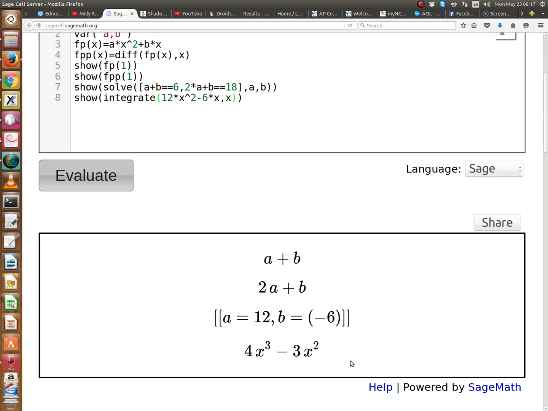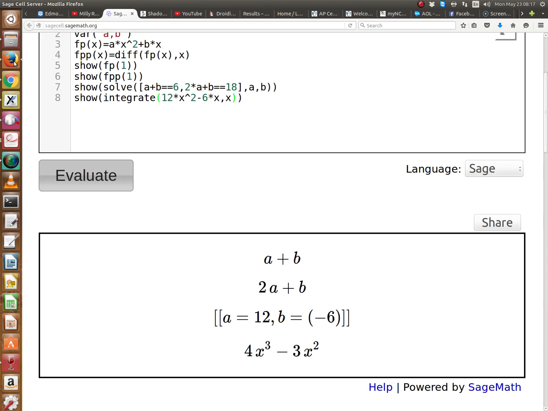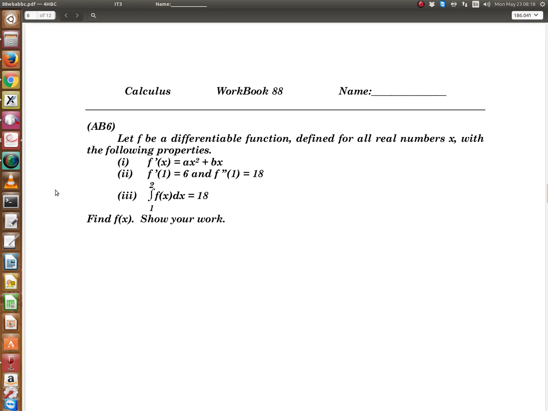All right, so we don't have a plus C, right? We should have a plus C, right? So how are we going to get the plus C? What are we going to use here to get the plus C? We're going to take our answer that we just got, 4x cubed minus 3x squared, and we're going to put a plus C after it and integrate it from 1 to 2, set it equal to 18, and solve for C. Aha. Okay, so let's do that.